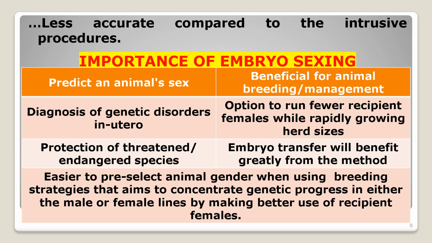So, what is the importance of embryo sexing? It is used to predict an animal's sex. It is used for the diagnosis of genetic disorders in utero. It is beneficial for animal breeding and management. It is an option to run fewer recipient females while rapidly growing your herd size. Embryo transfer will benefit greatly from this method, and it is used to protect threatened and endangered animal species. It is also easier to pre-select animal gender using embryo sexing.